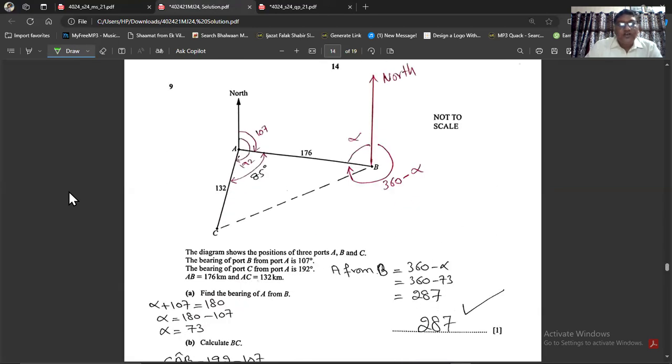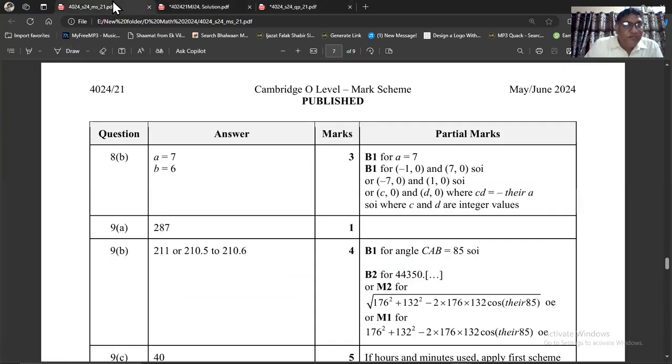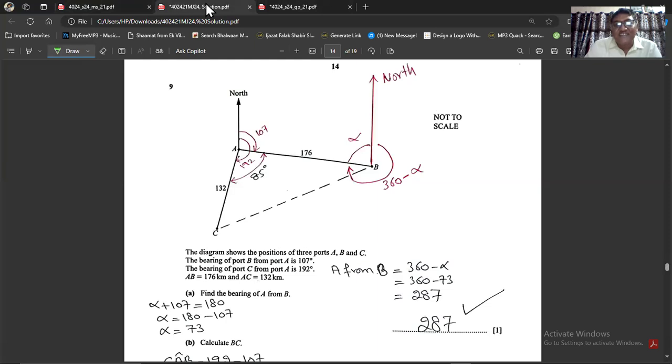Okay. So on your screen, this is showing 107 plus alpha; they are the allied angles. So alpha plus 107 will be equal to 180, so alpha will be equal to 180 minus 107, so alpha will be equal to 73. So the bearing of A from B will be 360 minus alpha, 360 minus 73, and that is 287. So the bearing of A from B is 287, and that answer is right. This is how this is done. I hope you understand this strategy.